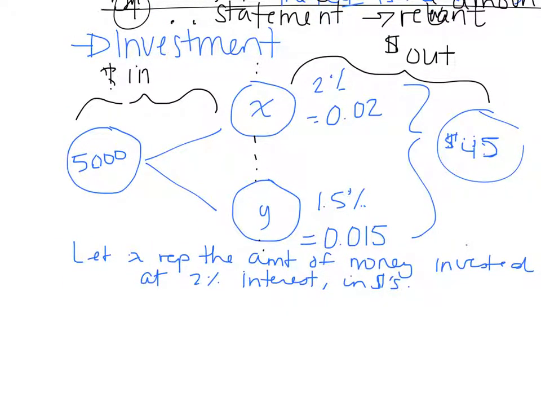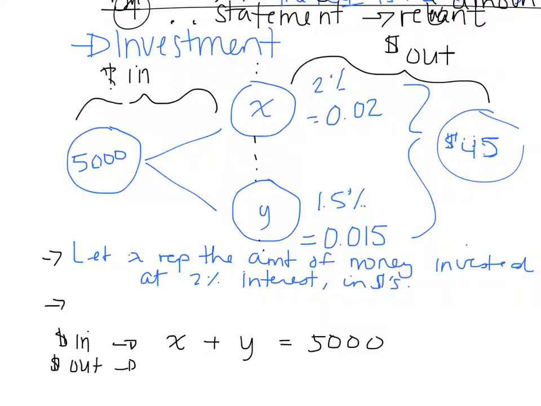For my money in equation, obviously you'd have another let statement there. I'm not going to show you them both because you know how to do them by now. The money in equation says that my 2 accounts add up to $5,000, and a total always goes at the end. So that's my money in equation. My money out equation also has to have an X and a Y, but now I'm multiplying them by the interest. So 0.02x plus 0.015y, those add up together to get me $45. This is my money out equation and my money in equation.